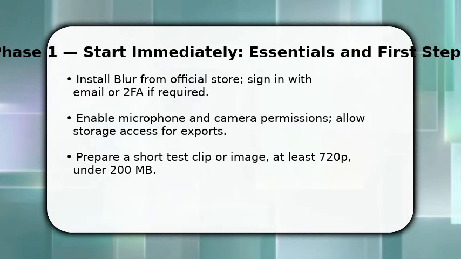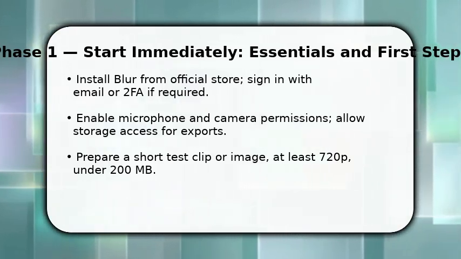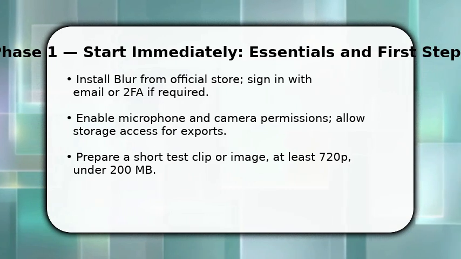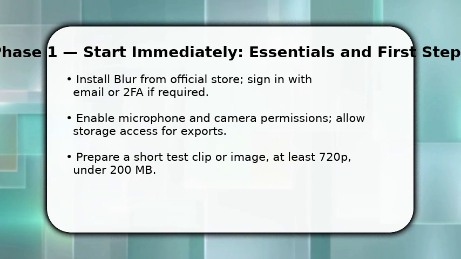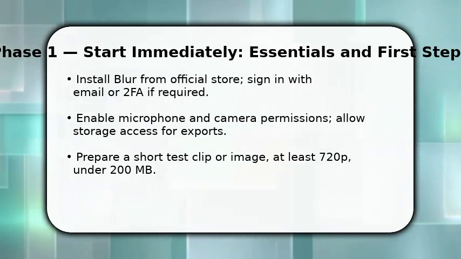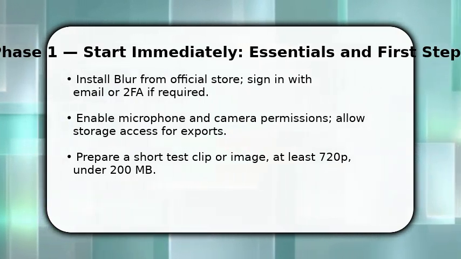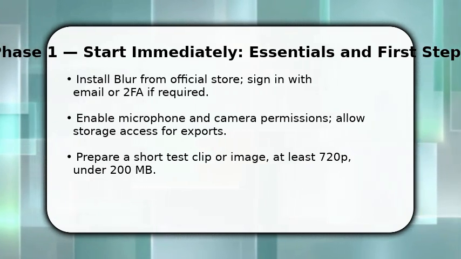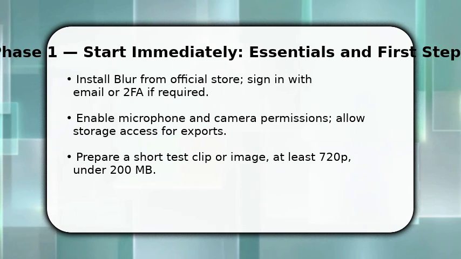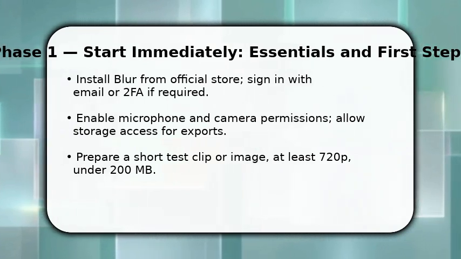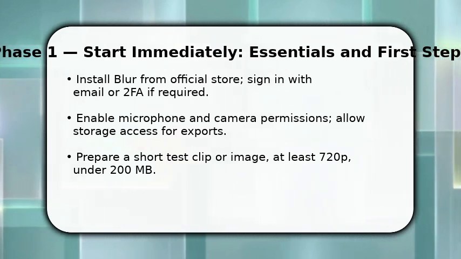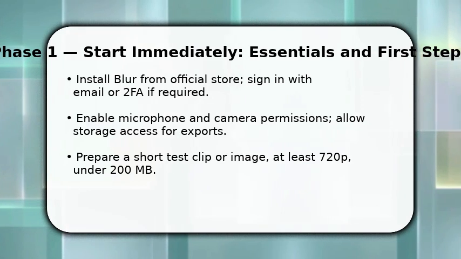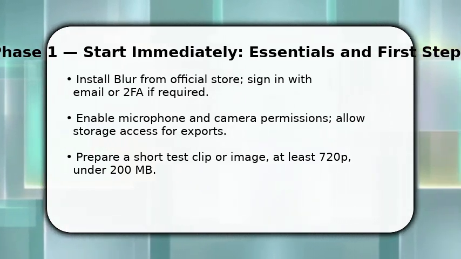Enjoy the video. You start by confirming prerequisites: account, permissions, and a test asset. Open Blur and sign in. Make sure 2FA is active if you use it for security. Once signed in, grant camera, microphone, and storage access so exports and recordings work. Then import a short test clip. 720p or higher is ideal because it reveals processing behavior right away. This gets you into the app flow fast. You avoid later permission prompts that interrupt edits, and you see results as you progress.